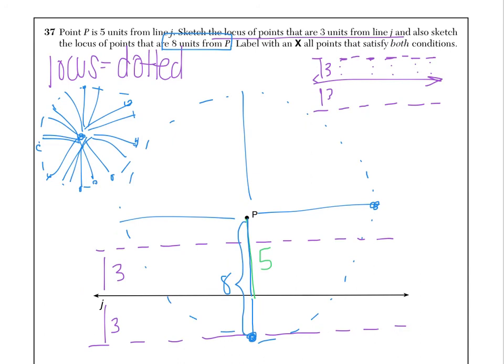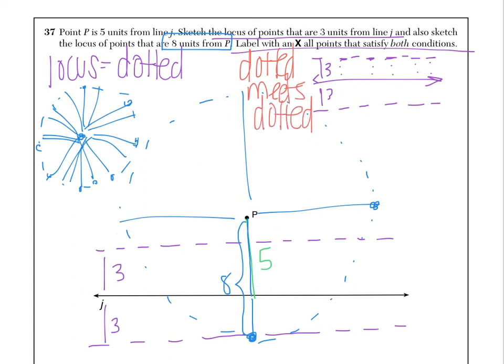Now our goal here is to label with an X all points that satisfy both conditions, meaning dotted meets dotted. So I'm looking for where my blue dotted meets my purple dotted. That definitely happens down here. It happens over here on the right and over here on the left. That's all you need to show for this problem.